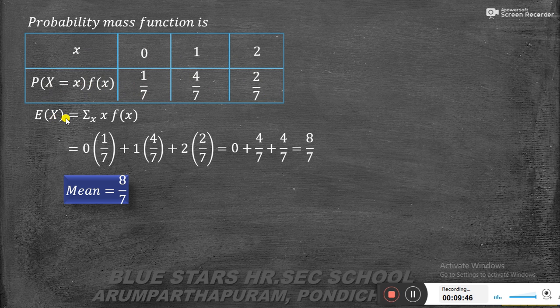Therefore expectation of x equal to summation x into f of x. So x means 0, f of x means this one: 0 into 1 by 7 plus 1 into 4 by 7 plus 2 into 2 by 7. So 0 into 1 by 7 is 0, plus 1 into 4 by 7 is 4 by 7, 2 into 2 by 7 is 4 by 7, equal to 8 by 7. So mean equal to 8 by 7. This is the answer for mean.